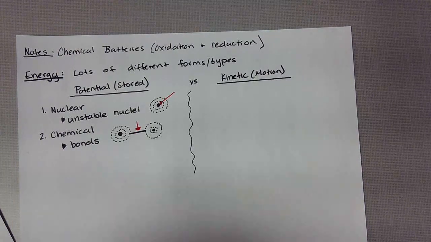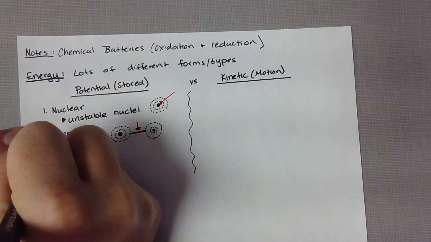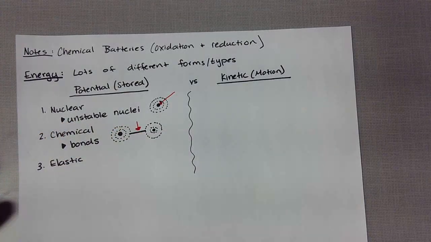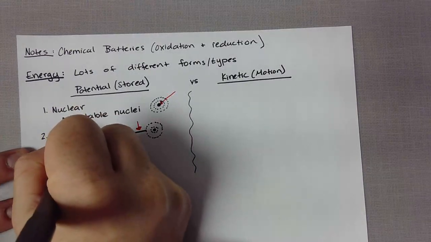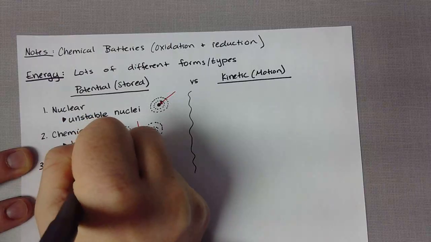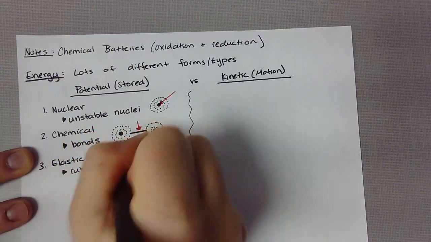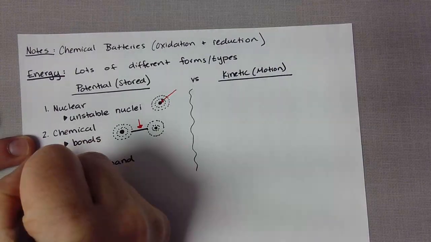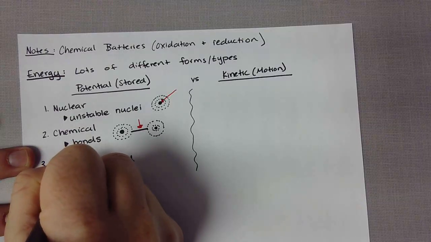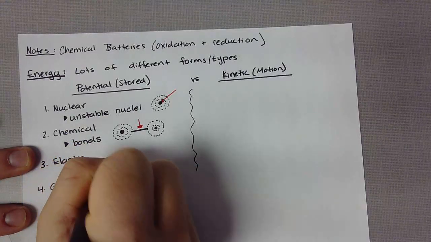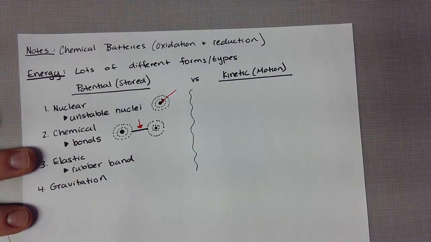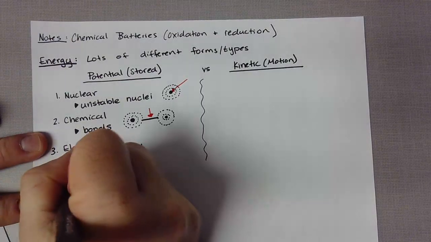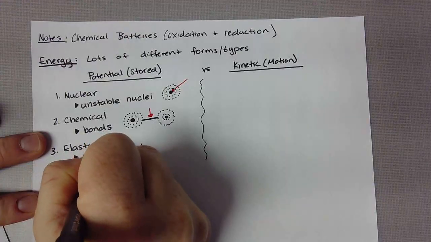Then, some other examples that you might be familiar with, there is elastic potential energy, which would be if you have something stretched or coiled, so think like a rubber band. There is energy stored in that stretched out rubber band. And then there is gravitational potential energy, which is potential energy due to an object's relative position on Earth. So something up tall could fall down. That would have gravitational potential energy, like a rock on a hill.